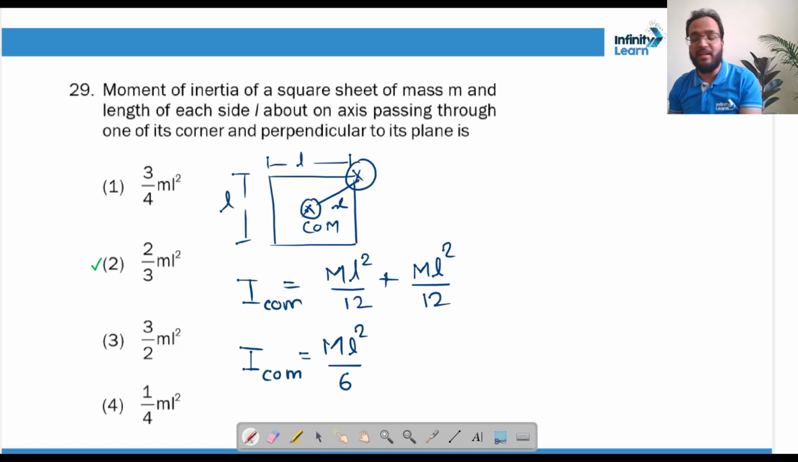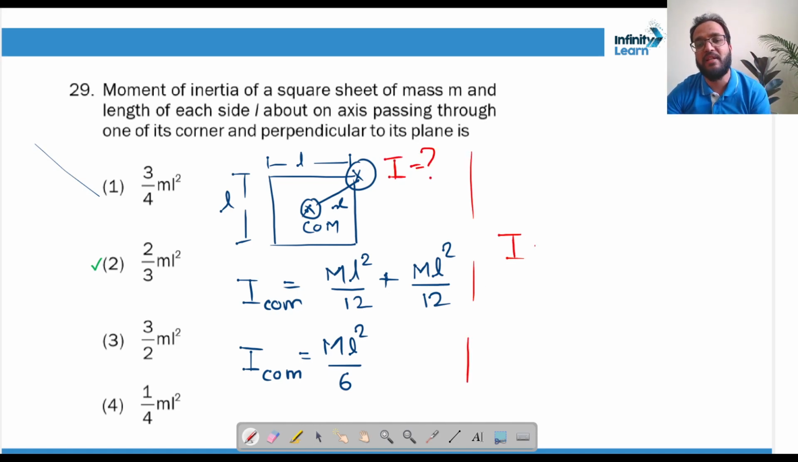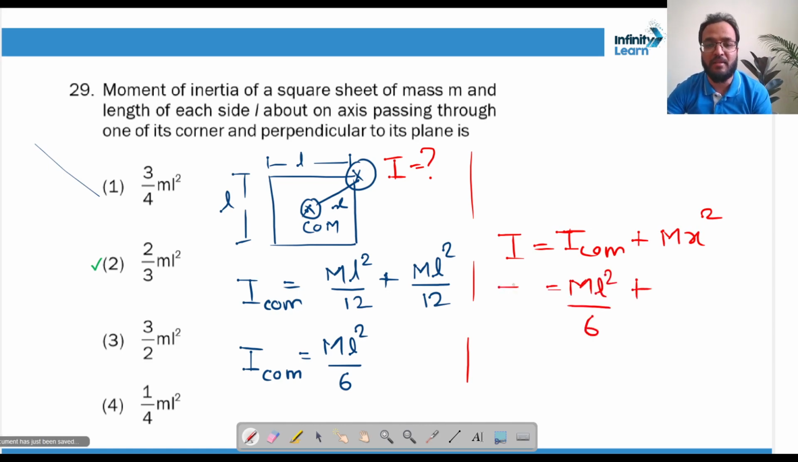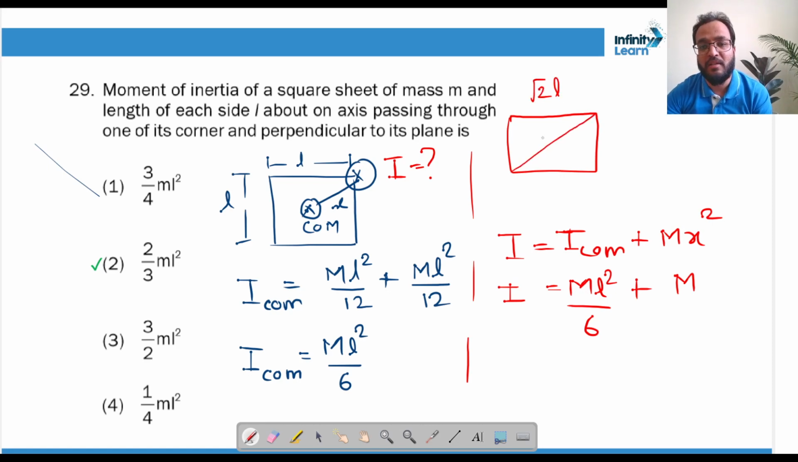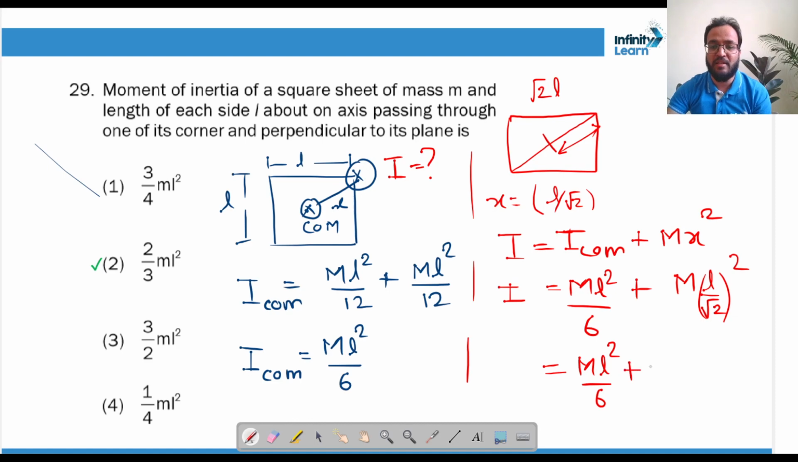So what will you do? You can apply the parallel axis theorem, and you can say, sir, it's very easy, no need to worry. I will say yes. So applying the parallel axis theorem, I is equal to ICOM plus MX square. So it is ML square by 6 plus M into X square. See, the complete diagonal is root 2 L. Half of it will be L by root 2, right? So L by root 2 whole square. So it is ML square by 6 plus ML square by 2. So how much will this be?